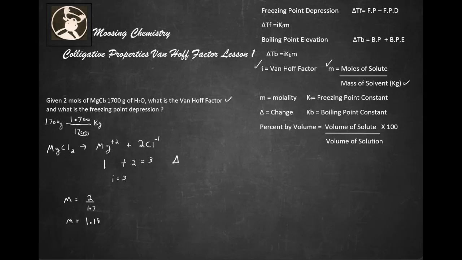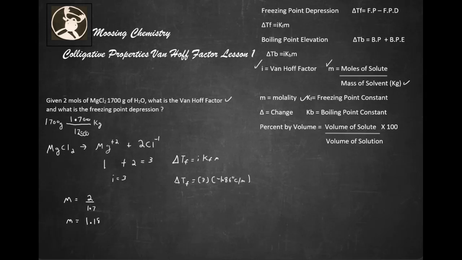Now remember, the freezing point depression is delta Tf equals i Kf m. And this time, i is going to be more than just 1 because it's an ionic compound. So the Van't Hoff factor is 3. For the freezing point depression, the Kf is negative 1.86 degrees C over m, and that's different for different solutions. So that's why we don't put it up here.